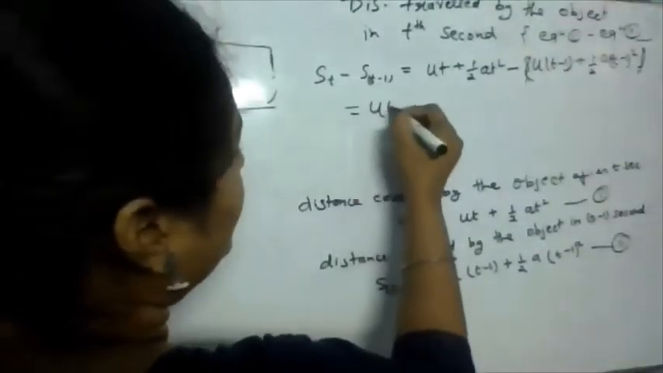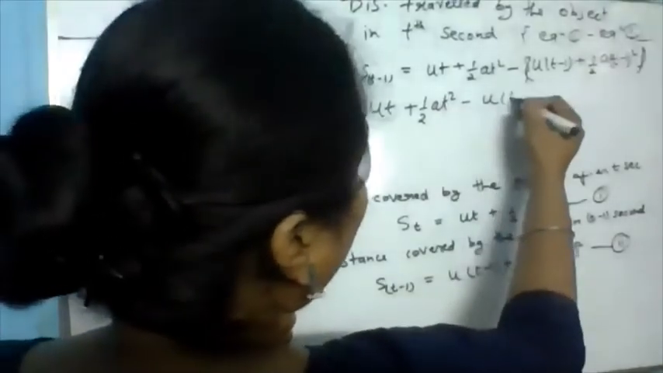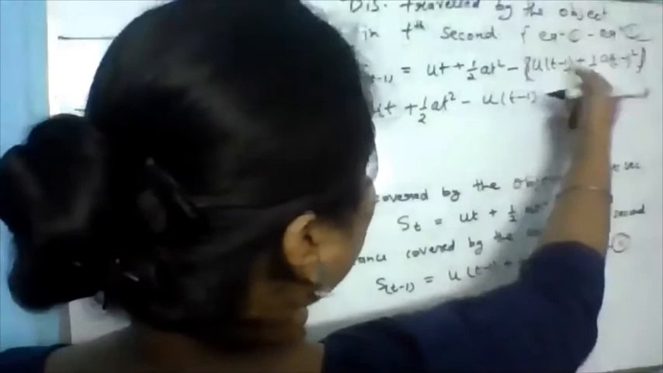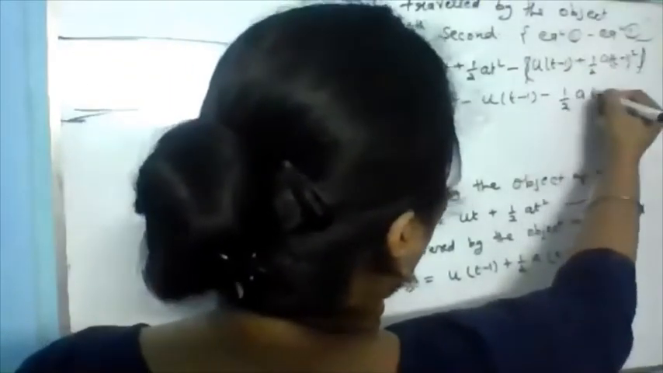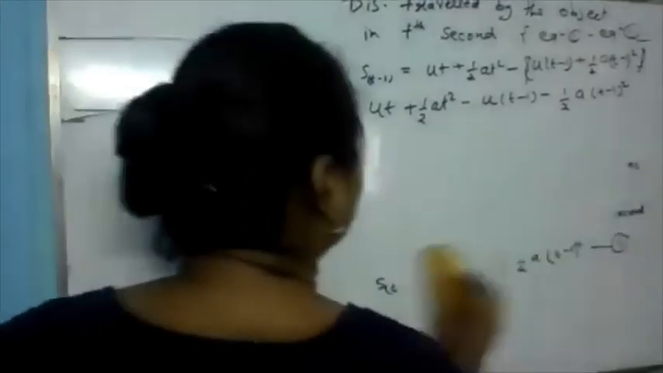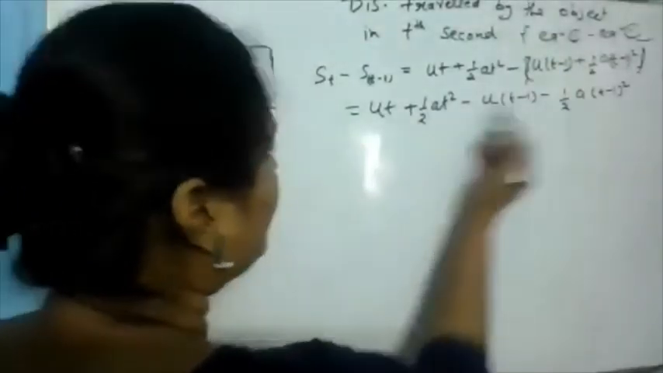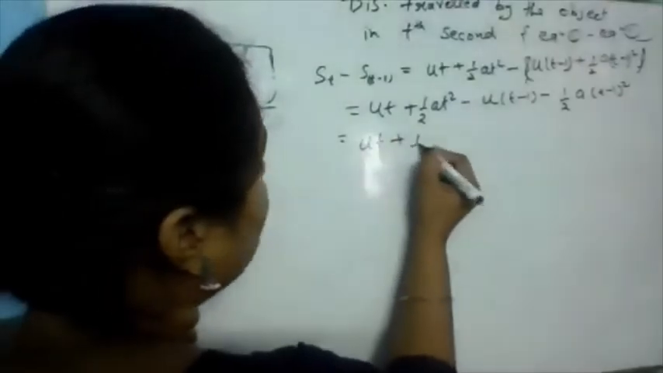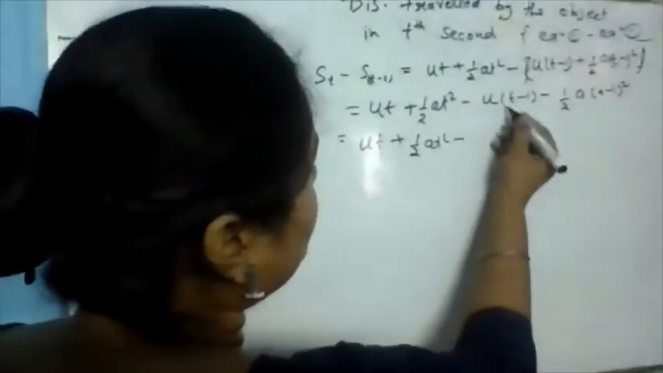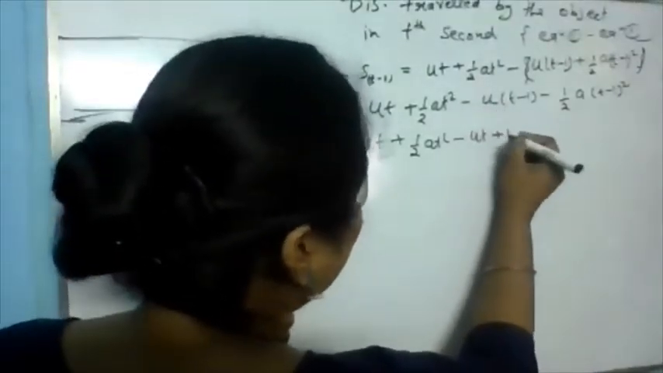So ut plus half at square minus [u of t minus 1 plus half a (t minus 1) whole square]. Is this step clear? Simply we have minus here, that's why minus plus becomes minus here. Okay, now ut plus half at square minus, just multiply this: ut, and minus u times minus 1 is plus u, right?